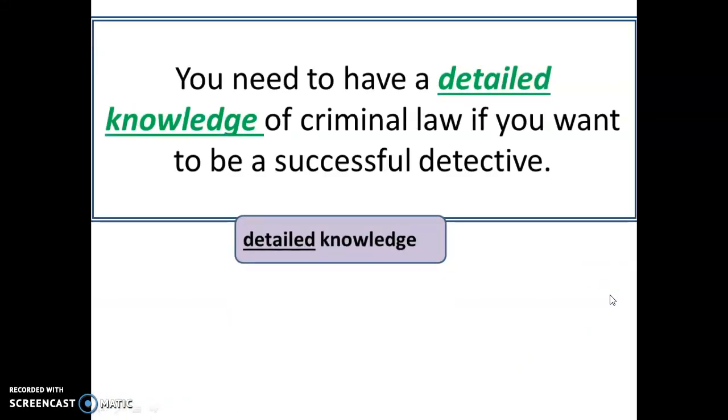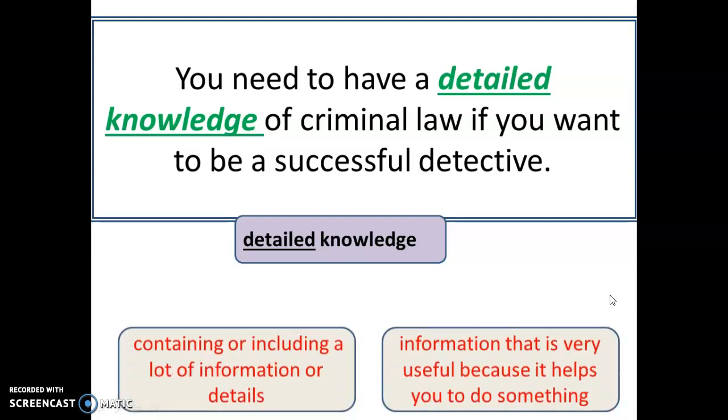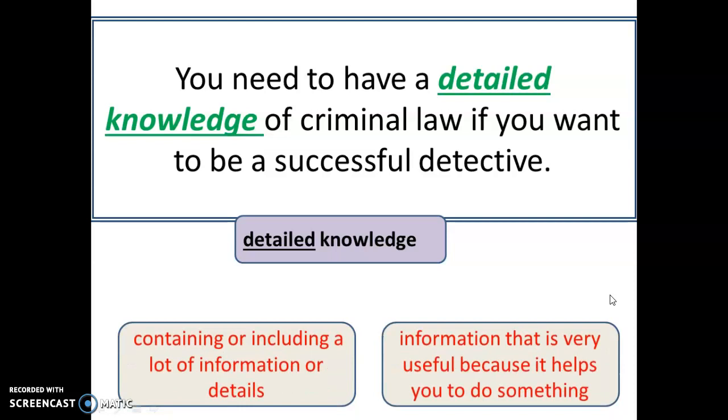Yes. The next word is detailed knowledge. I want you to focus on detailed here. You need to have a detailed knowledge of criminal law if you want to be a successful detective. Knowledge, you know what knowledge is: when you have a lot of information about something. Let's have a look at detailed. Which one do you think is detailed? Don't forget that detail is the noun form, and this is adjective. And detailed is the same in Turkish as well. I mean, very similar. So the answer here is containing or including a lot of information or details about something.